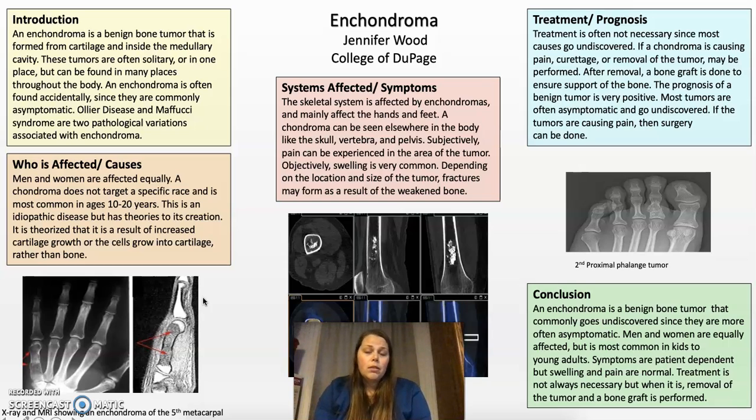Prognosis of a benign tumor is very positive. Since it is benign, it's not life-threatening. Most tumors are asymptomatic and go undiscovered. If the tumors are causing pain, surgery may be done, or injections into the site of the tumor are often used to alleviate pain.